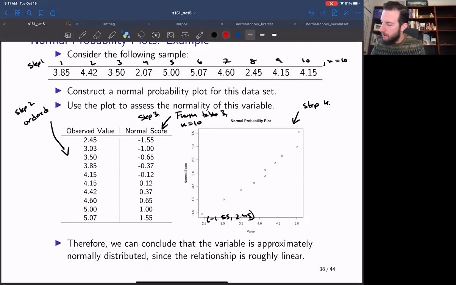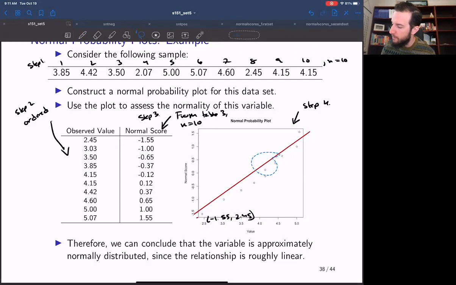Okay. So to do that, I'm just going to sketch a straight line through the data. So here's my straight line. And then I'm going to say whether or not I think that this relationship looks linear. And in this case, I think that it's fair to argue that the points follow this straight line pattern fairly well. Certainly the bulk of the observations do.